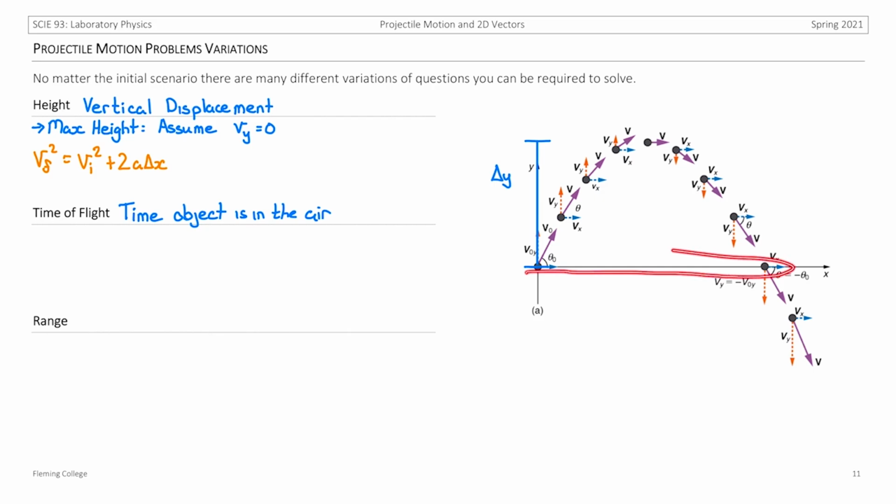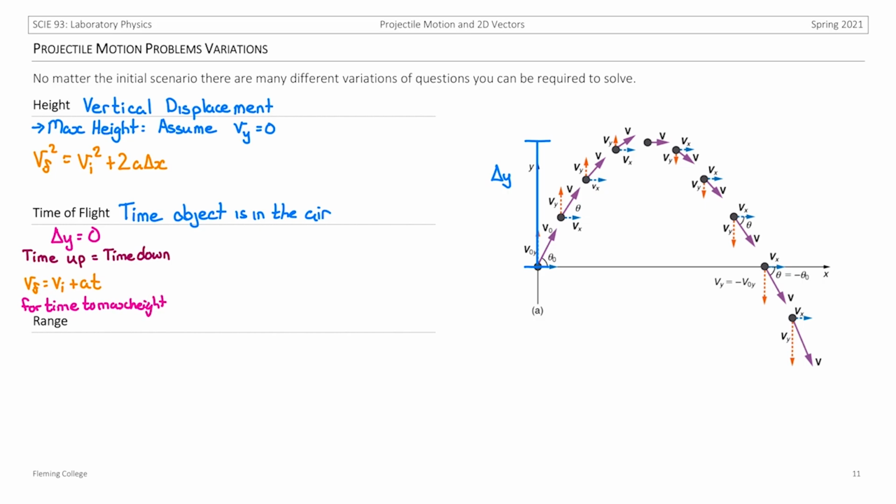That means the object takes off from and lands at the same height. In that case, our time up is equal to our amount of time down, which means we can start to use our simple formula. We have a final velocity equal to 0 when we're at max height, and we know our initial velocity and our acceleration, so we can rearrange this and solve for time. And this will be exactly equal to half of our time of flight, because the amount of time to get to the top will be the same as the amount of time to get to the bottom.